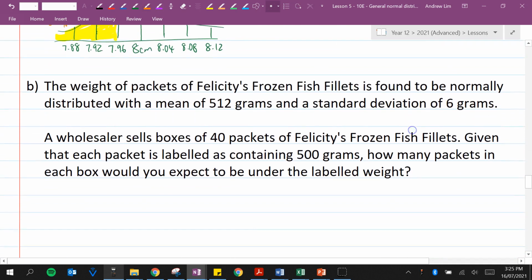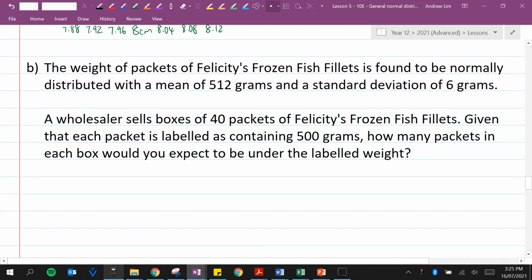Okay. Here's a question from a past HSC exam. The weight of packets of Felicity's frozen fish fillets is found to be normally distributed with a mean of 512 grams and a standard deviation of 6. A wholesaler sells boxes of 40 packets of Felicity's frozen fish fillets. Given that each packet is labeled as containing 500 grams, how many packets in each box would you expect to be under the labeled weight?